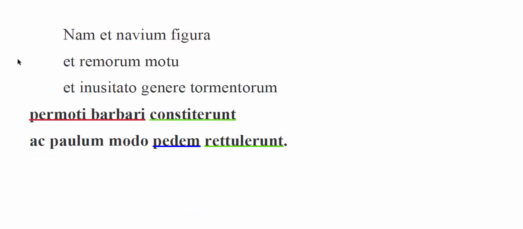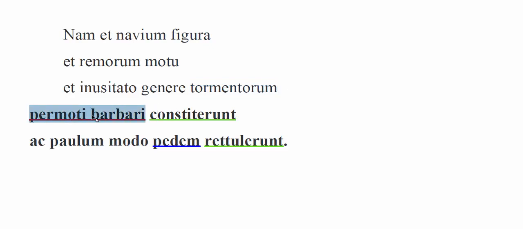The next sentence, very brief. Let's see what happened. For all ablatives here, figura, motu, and genere, all ablatives. So by the appearance of the ships and by the motion of the oars and by the unusual type of artillery fire. So the barbarians presumably were not used to artillery fire coming from ships, or perhaps the type of artillery being deployed was unfamiliar to them.